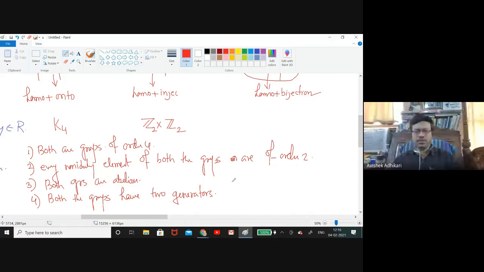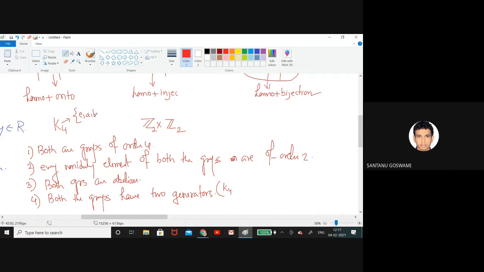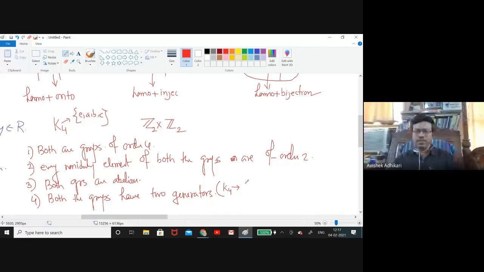Can you tell me what the generators for K4 are? Assuming that it's E, A, B, C, we can take any pair of elements among the three objects A, B, or C. Any pair of two, I am taking say A, B.